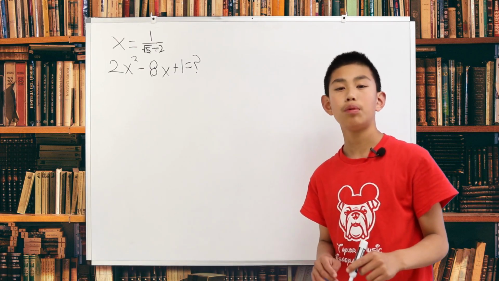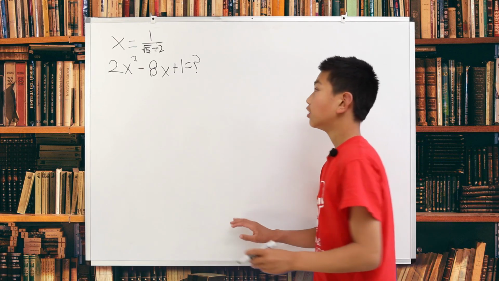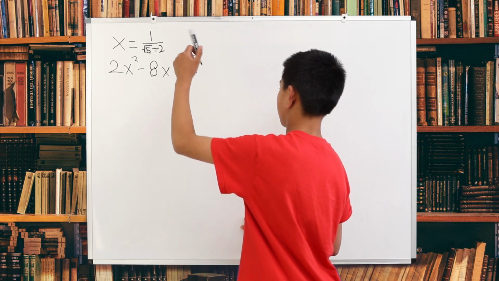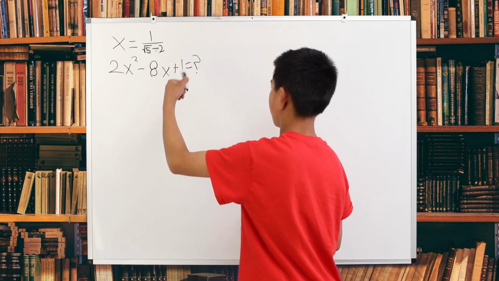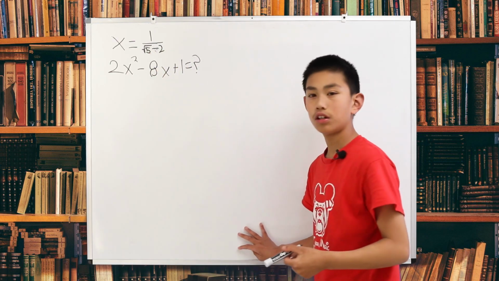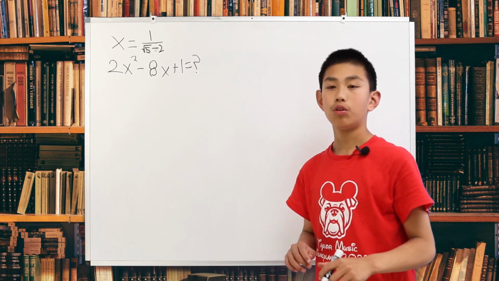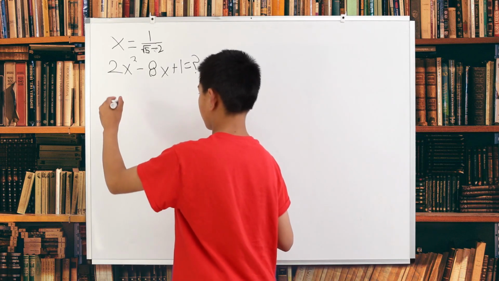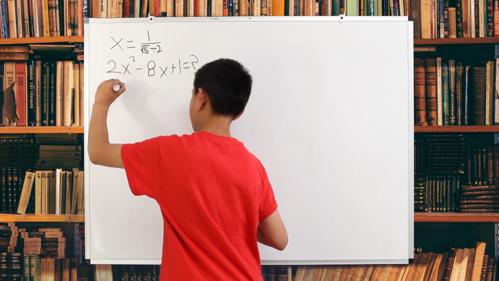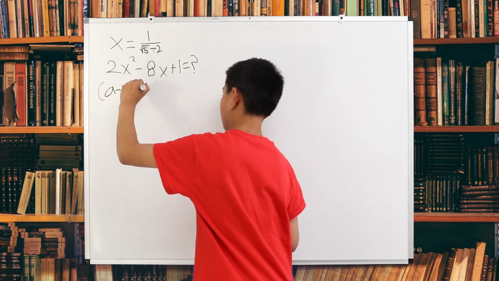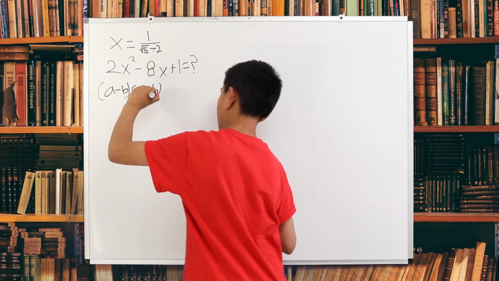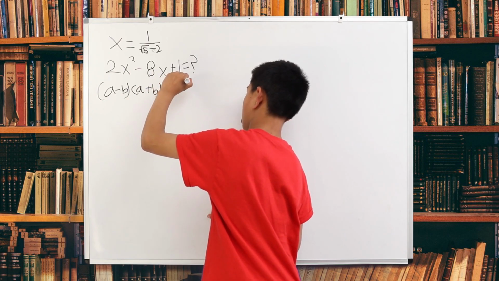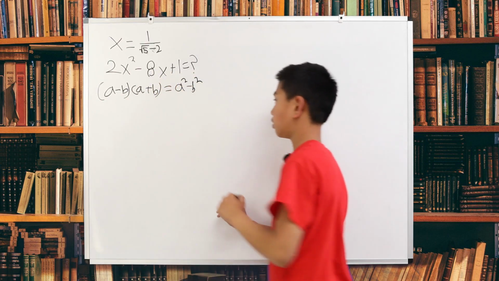The first problem we realize is that there's a radical in the denominator of x, so we have to get rid of it. And the first formula or equation we think of is this one: a minus b times a plus b is equal to a squared minus b squared.